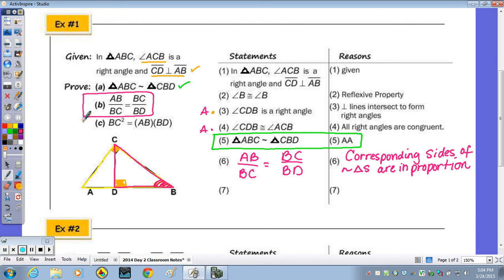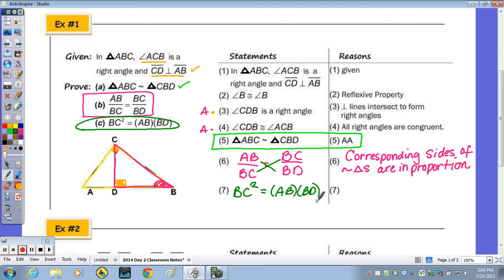That'll be the end. So in order to prove that corresponding sides are in proportion, you have to first prove the triangles are similar. Now the last part of the proof, which is to prove the cross product equal, we get BC times BC, which gives us BC squared, instead of writing BC times BC. And that's equivalent to AB times BD.